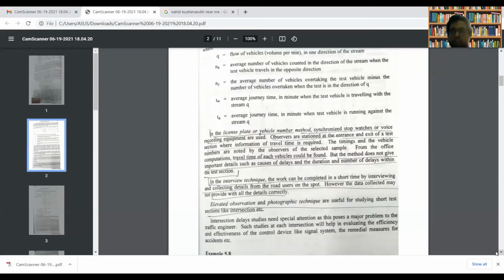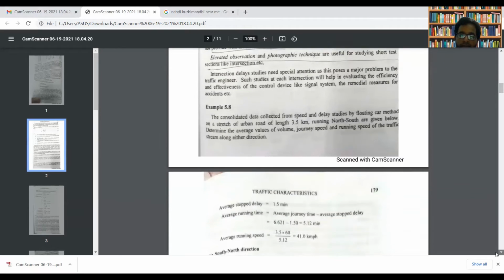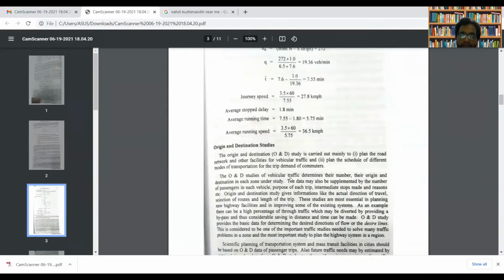The next one is the elevated observation and photographic technique. For studying very short sections, like an intersection, the observations will be taken from a level above the test section, that is an elevated level, and you also have the photographic technique. The next one is intersection delay studies. These need special attention, and they pose some major problems to the traffic engineer. So this is about the different methods.